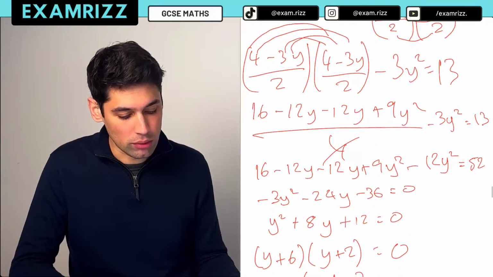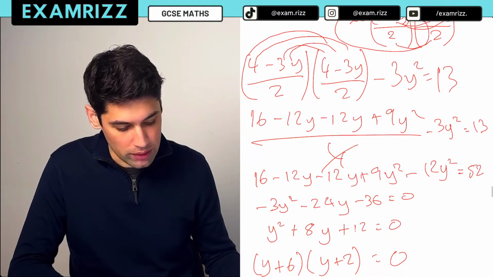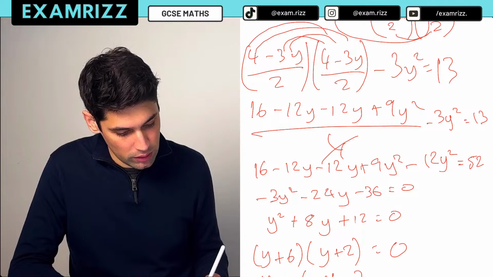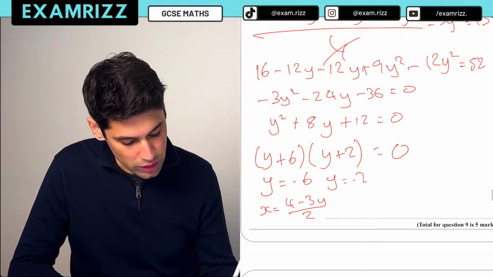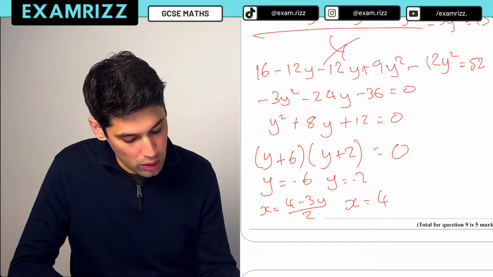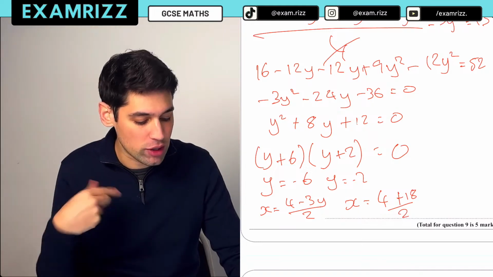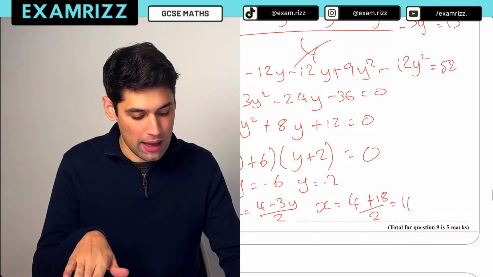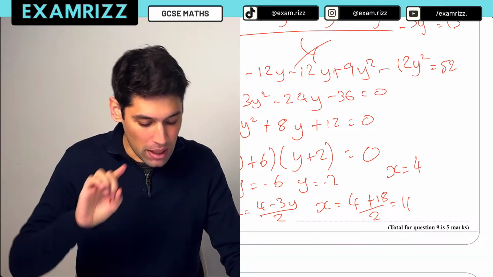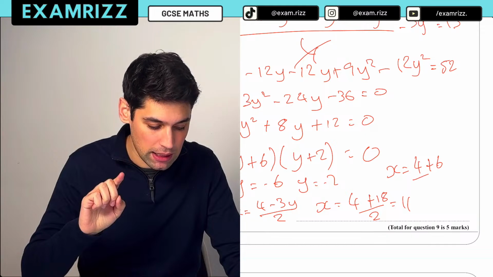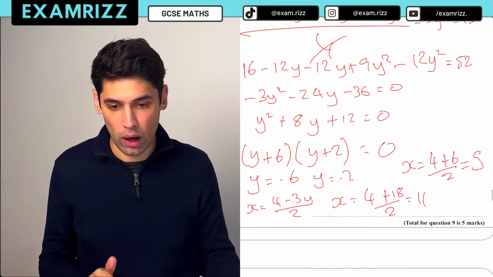So x equals 4 minus 3y over 2. This formula up here, I'm going to copy it down at the bottom. Let's plug these in. So x is going to equal 4, and then minus 3 times minus 6 is plus 18, over 2. 4 plus 18 is 22, over 2 is 11. And then the other one is x equals 4, and then minus 3 times minus 2 is plus 6, over 2. 4 plus 6 is 10, over 2 equals 5. So those are our answers.